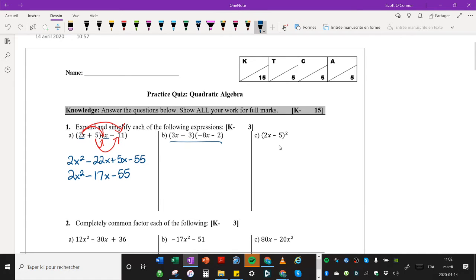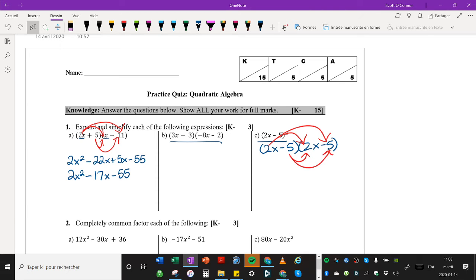I'll do C with you, because in this example, it's a power rather than the two binomials written out. What does a power mean? To the power of 2 means you're multiplying 2x minus 5 by itself twice. So 2x minus 5 times 2x minus 5. And again, we're going to draw our arrows, and you should be able to see this pattern every time, so that we follow the correct order. So I get 4x squared, which is 2x times 2x.